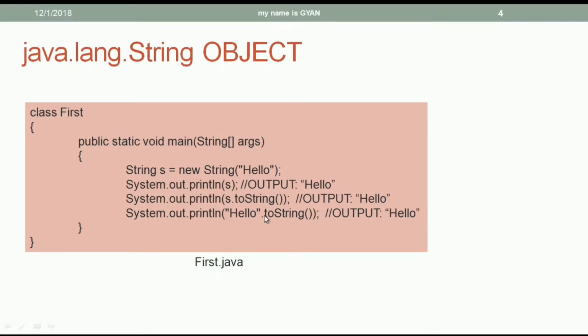We can also call the toString method by using a string literal. Here we are writing string literal dot toString. You can see here we are writing hello dot toString, which will print the string hello. So writing hello dot toString is also similar to printing hello.